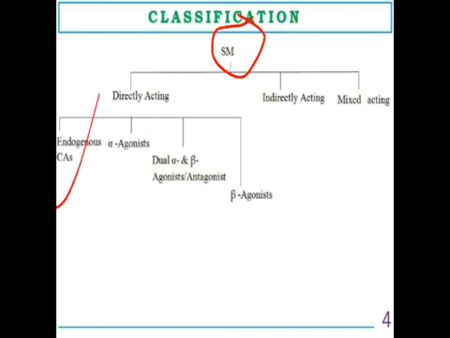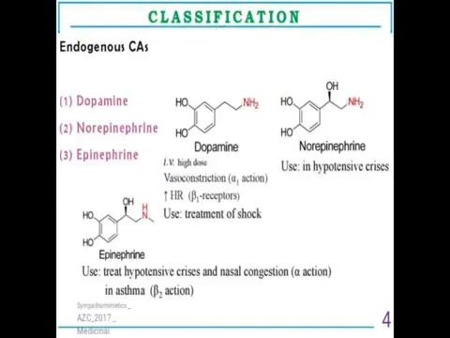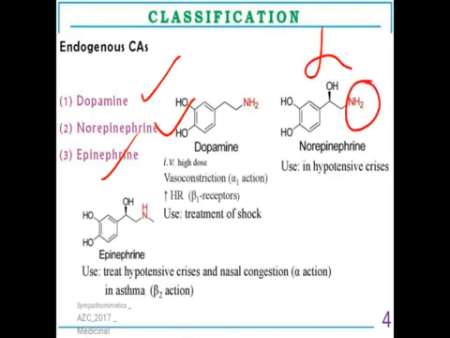In that it includes adrenaline, noradrenaline, then alpha agonist drugs, then the drugs which act on both, that is the alpha as well as the beta receptor. And then those with selectivity for the beta receptor come under the beta agonists. Okay, so these are the examples of endogenous catecholamines, that is dopamine, norepinephrine, and epinephrine. So here you can observe, in case of norepinephrine, NH2 is there, so it is more selective towards the alpha receptor. Here one CH3 is there, so it is more prone to the beta receptor.